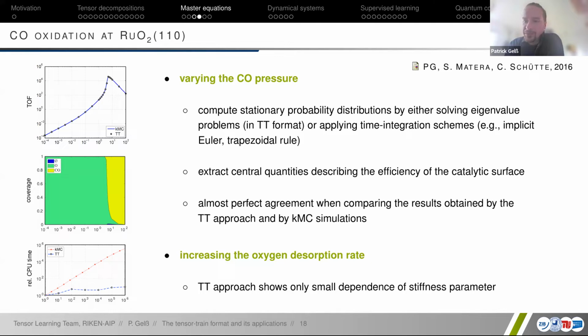There are settings which can be solved quite easily, where we can solve tensor-based eigenvalue problems by the ALS, and this just takes a few seconds. But if we go to the peak here in the TOF, the turnover frequency, which describes the efficiency, we see that the system gets more correlated. So the correlation length increases, and so the ranks of our tensor representation increase, and this makes it a bit more difficult, but we can still extract these important points here. And for increasing stiffness, we also see that the tensor train approach shows very small dependency on this.